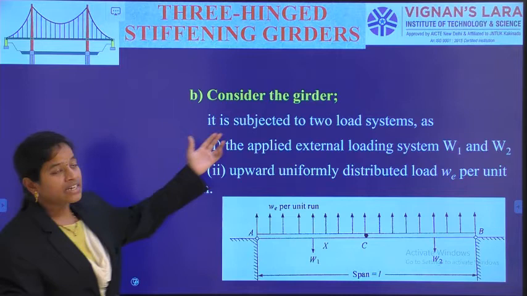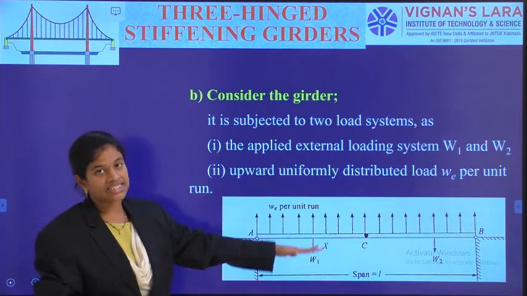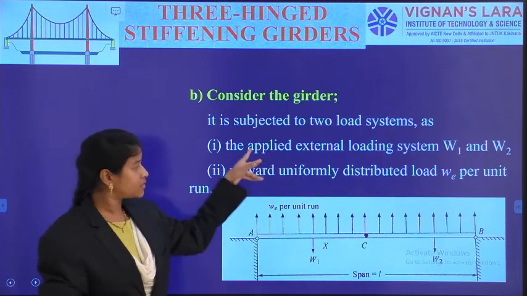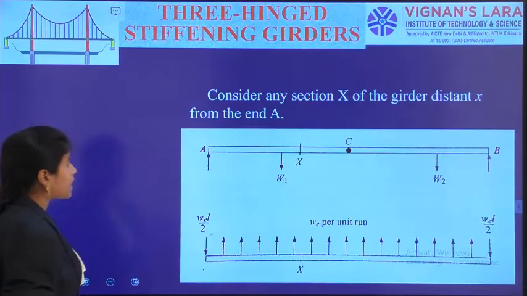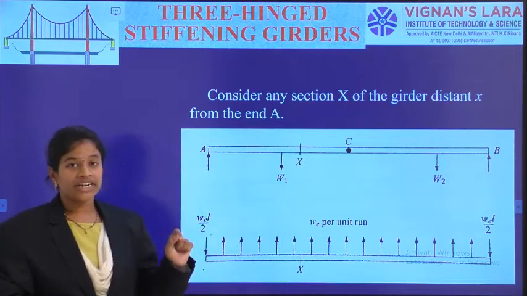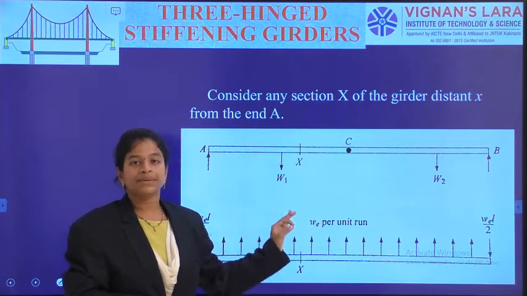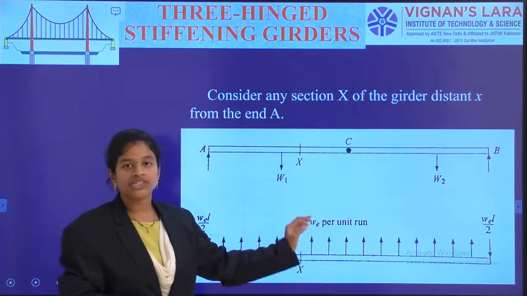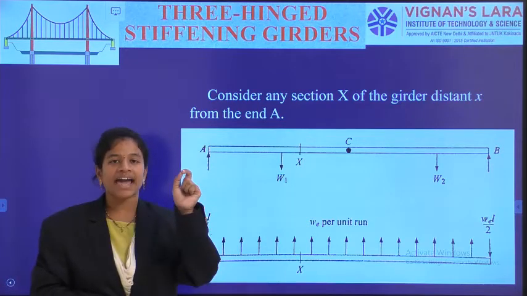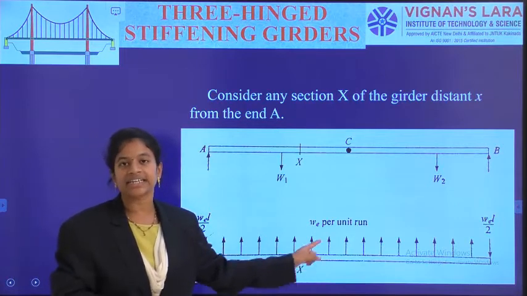And then for the girder, again we have said there are two loading conditions. First is the external load. The second loading is the upward UDL. So these two I am indicating. And after that we are considering a section. As we have already said, this girder is acting like a beam. So for the simply supported beam-like girder, we have to generate shear force and bending moment diagrams. For that we need to calculate the actual shear force at the section and the actual bending moment on the girder at the section.